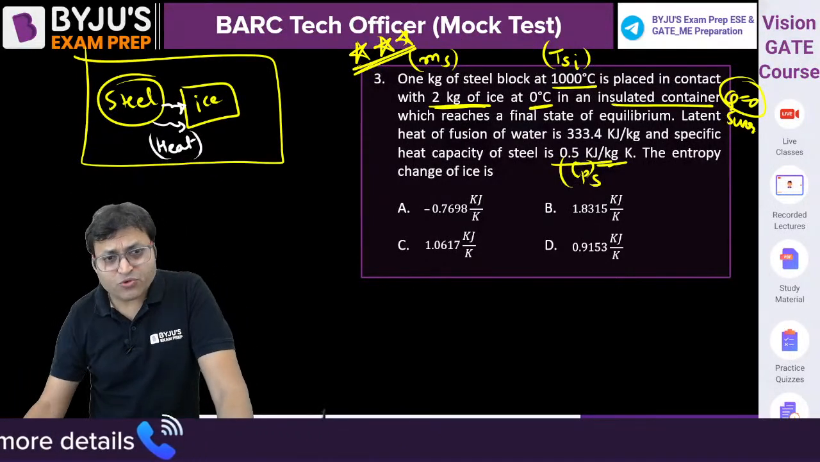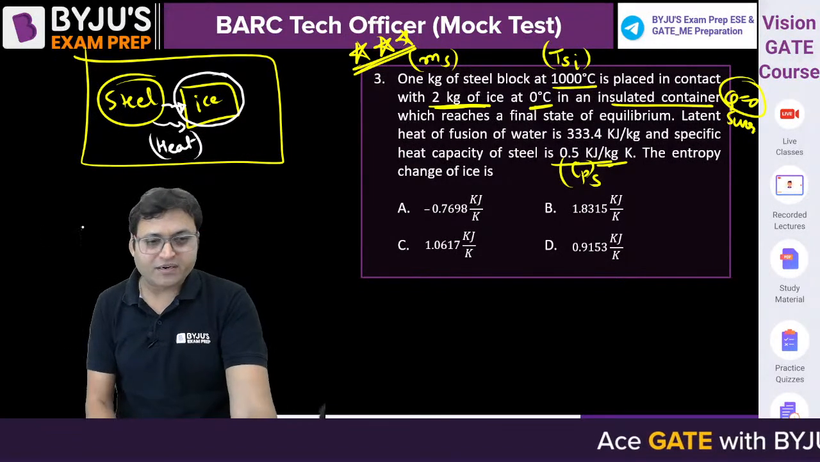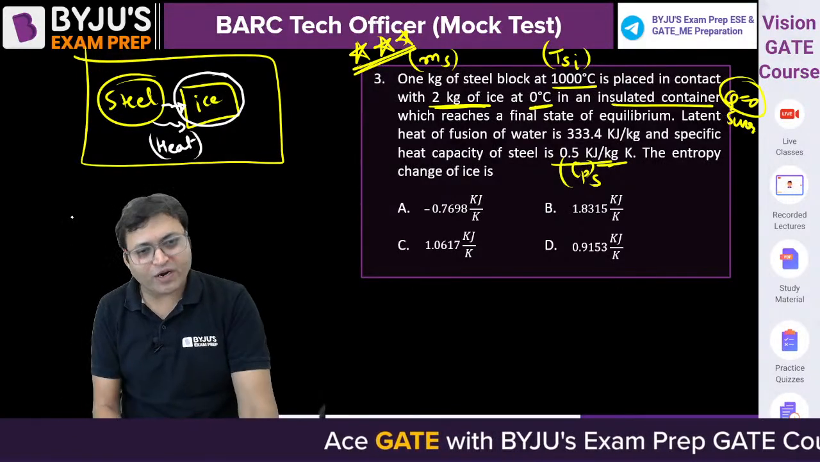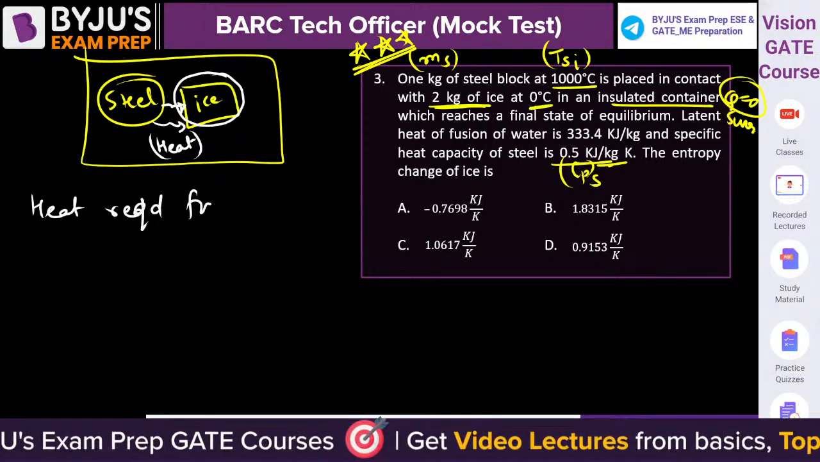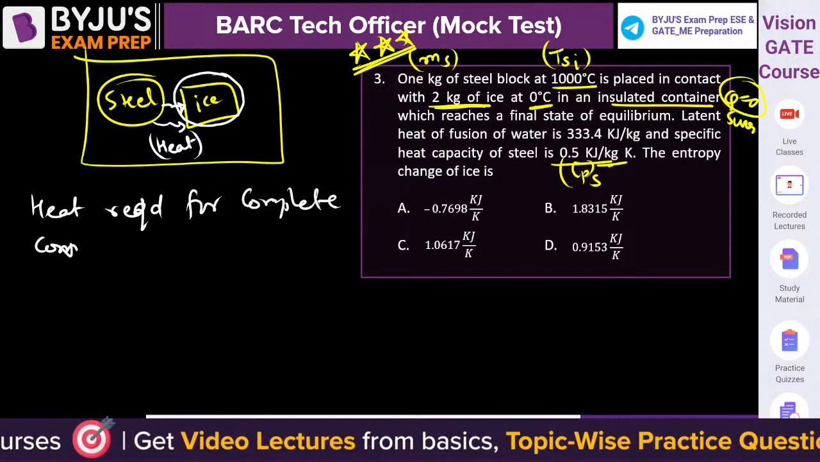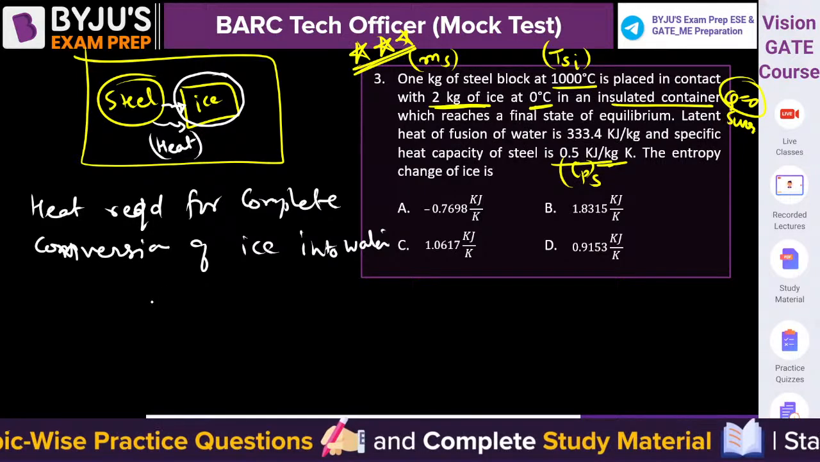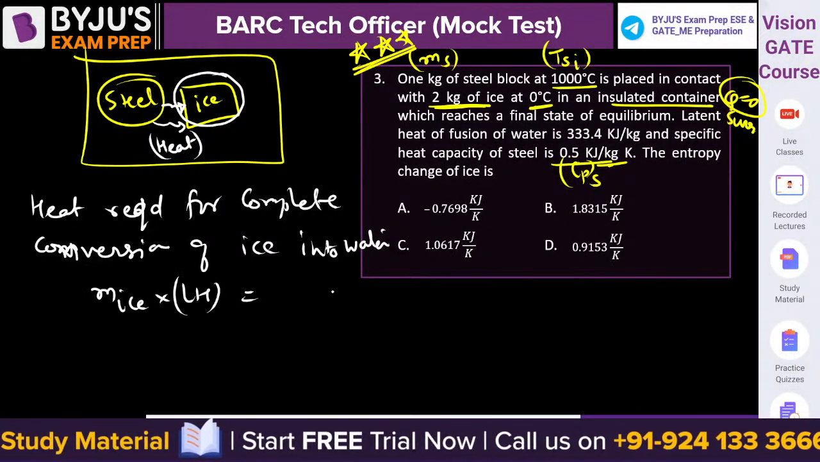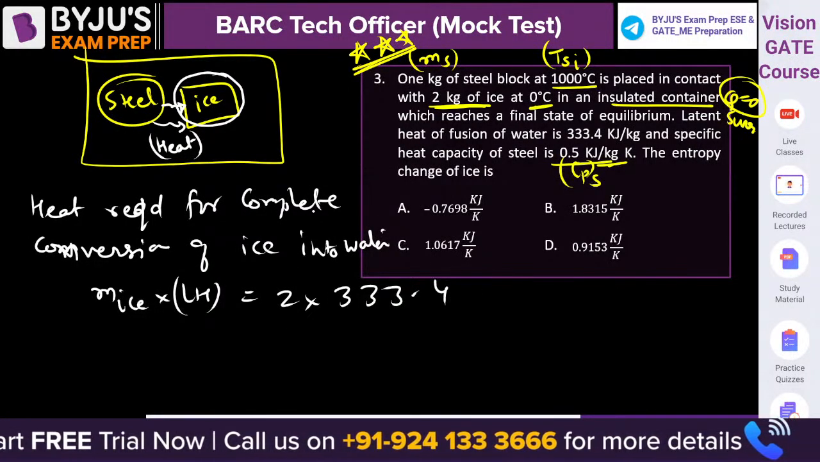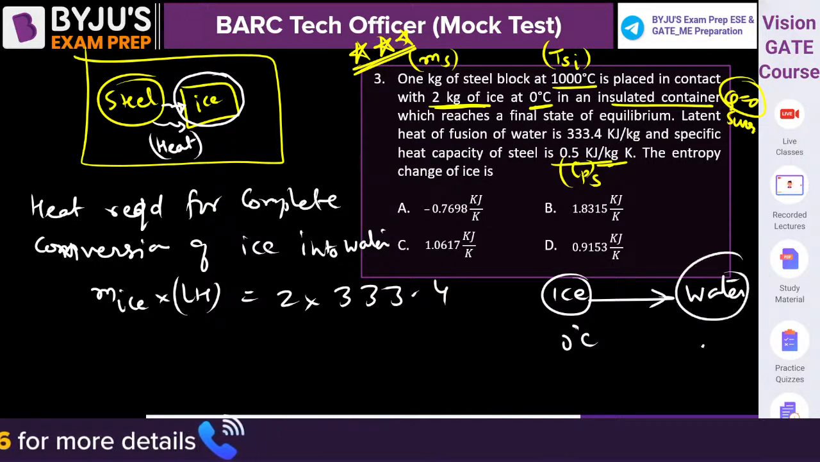So first of all, try to check how much heat will be required to convert the ice completely into water. Can you find out the heat required for complete conversion of ice into water? That will be mass of ice into latent heat of fusion. What is the mass of ice? That is 2 into 333.4. So ice at 0 degrees Celsius will be completely converted into water at 0 degrees Celsius. We are trying to find out the heat required. That will be in kilojoule.